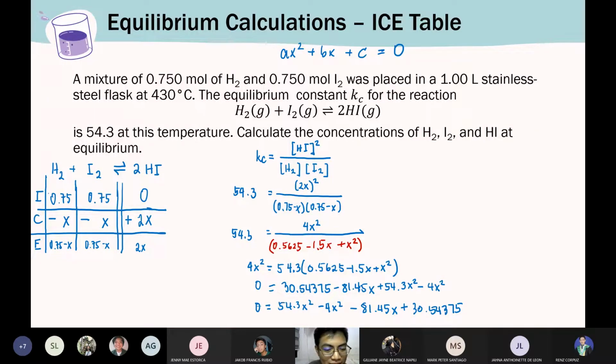Don't worry. Itong x squared, pwede natin sila pagsamahin, as long as their x values are the same. Nakakalimutan ko na yung term sa algebra. So, pwede natin pagsamahin yan. So, 54.3 minus 4, which is 50.3 na lang. Okay? So, 50.3x squared minus that.